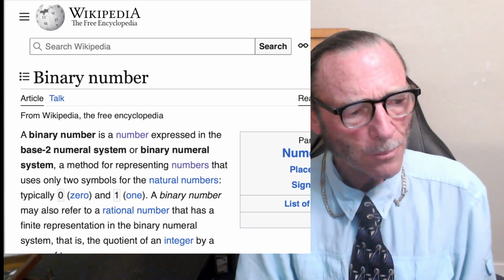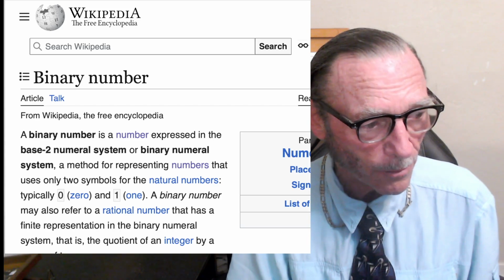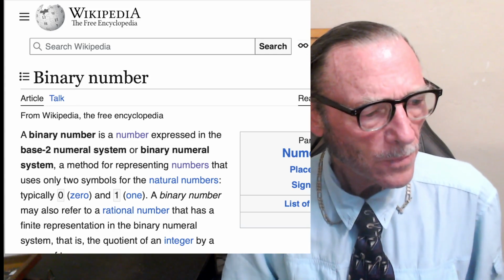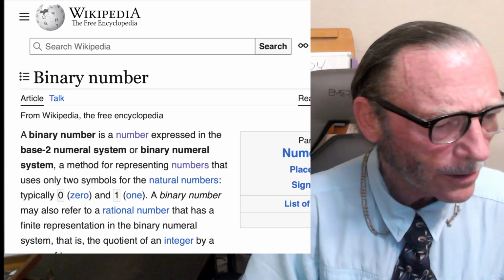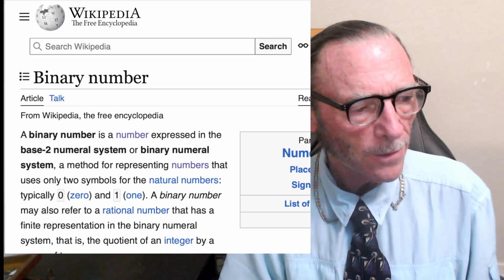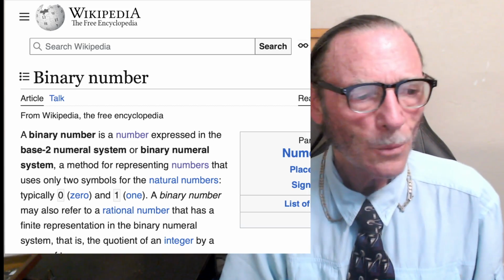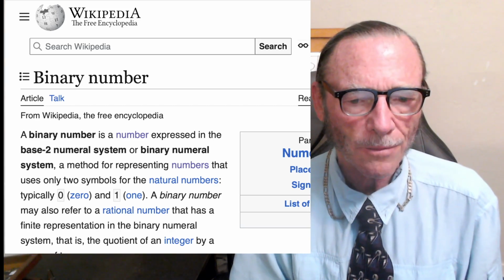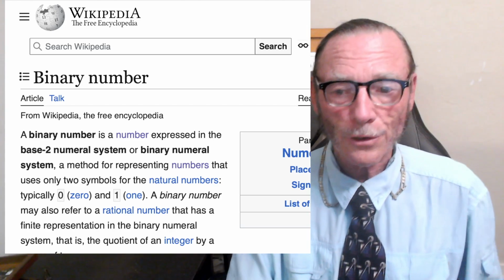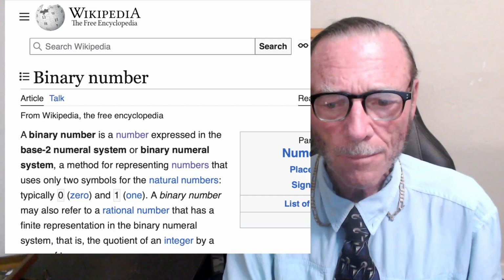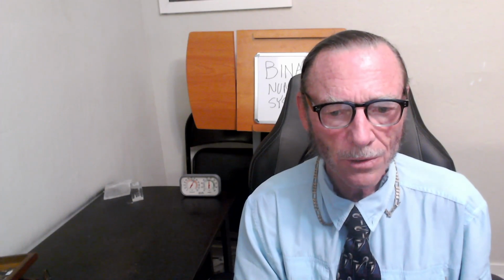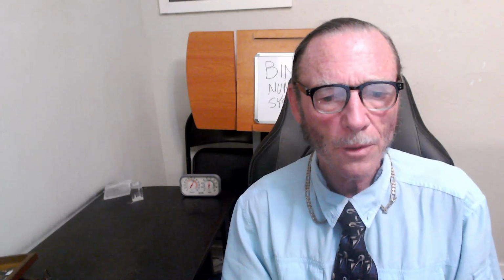that has a finite representation in the binary numeral system, which means it's a representable number, and that is a bona fide term. However, if we go on reading, let's keep going, that is the quotient of an integer, which is the numerator, by a power of 2, which is exactly the definition of a dyadic fraction. So what is the difference that I am in need of being sure of so I can express it to you correctly? What indeed is the number system used in my circular parameterization of the plane?